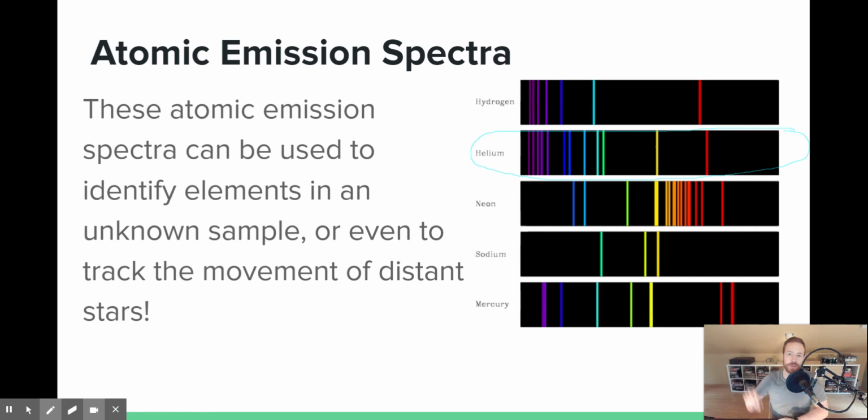And if it's going away from us, then it's the exact opposite: all of the frequencies are going to be shifted a little bit towards the red. It's called redshift, and everything's going to be a little bit lower frequency. So that is a kind of crash course introduction to atomic emission spectra.